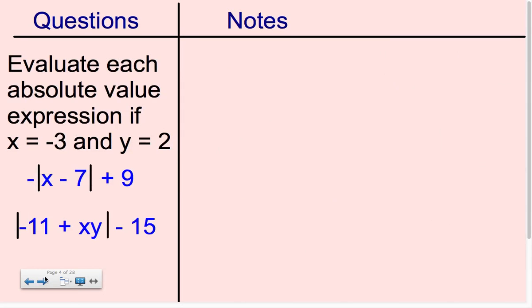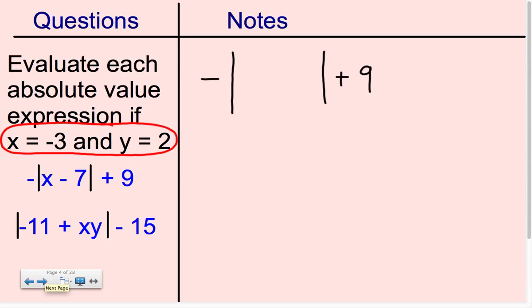Again, we're going to evaluate each absolute value expression, but this time x is going to equal negative 3 and y is going to equal 2. So if I set up my problems, all right, if I put my negative sign out in front, and then I've got my absolute value lines and then plus 9. So I'm going to replace x with negative 3 minus 7.